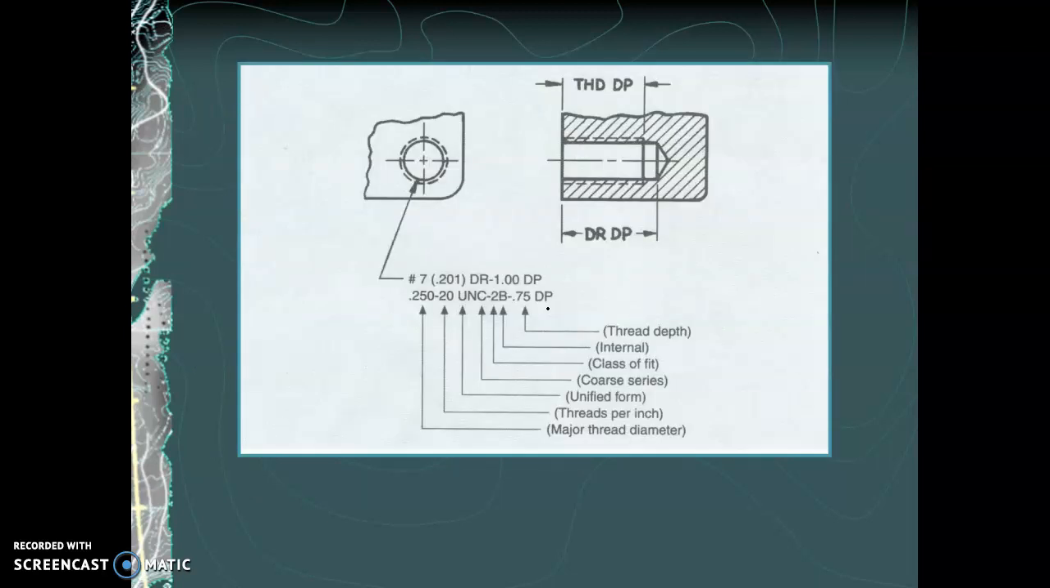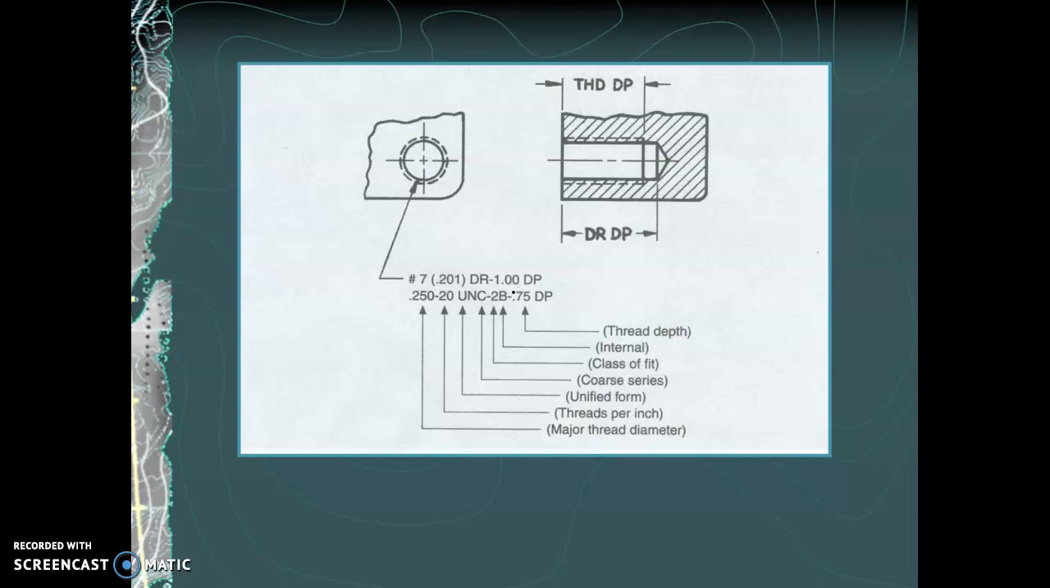Again, here we are seeing that thread designation indicating that the major thread diameter is 1/4 of an inch, 20 threads per inch, Unified form, Coarse series. The class of fit is 2, and the B indicates that it's internal.